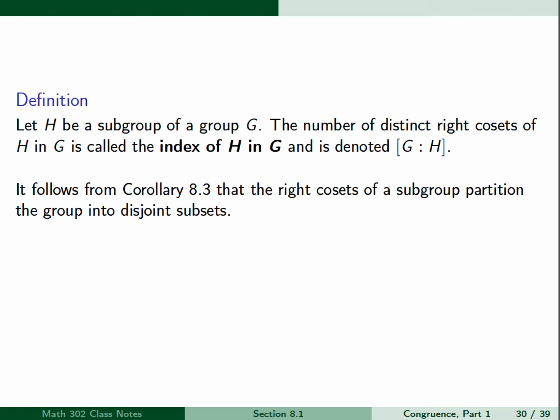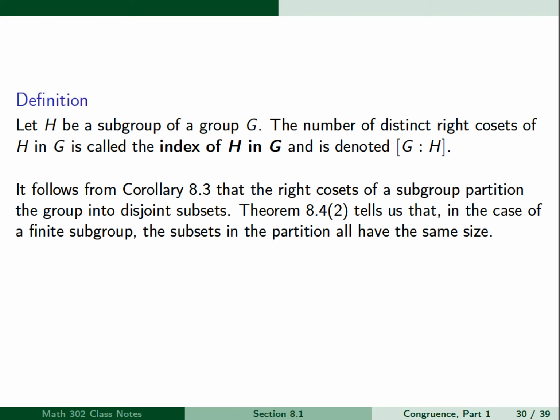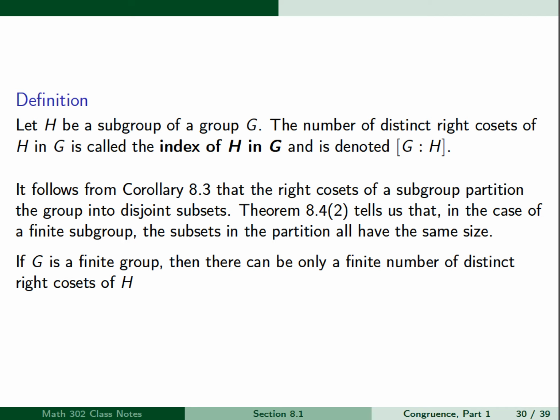Now it follows from Corollary 8.3 that the right cosets of a subgroup partition the group into disjoint subsets. So Theorem 8.4 part 2 tells us that in the case of a finite subgroup, the subsets in the partition all have the same size. Now if G is a finite group, then there can be only a finite number of distinct right cosets of H. So the index of H in G will be finite.